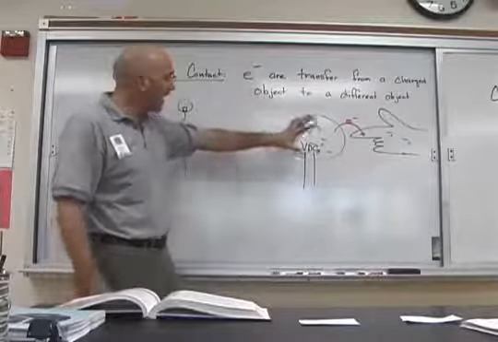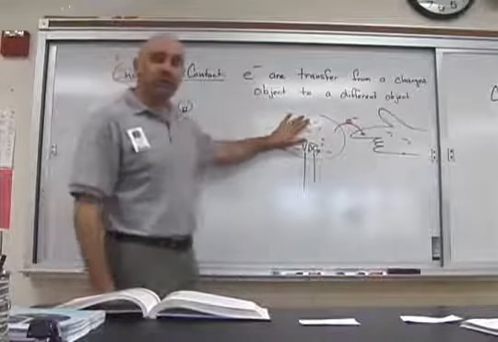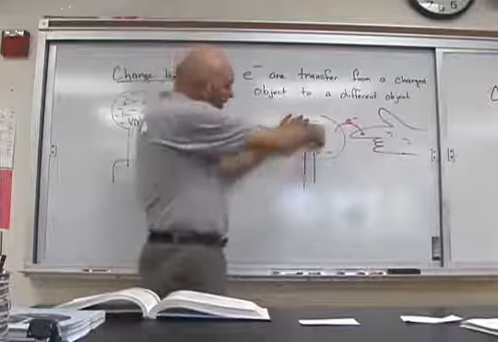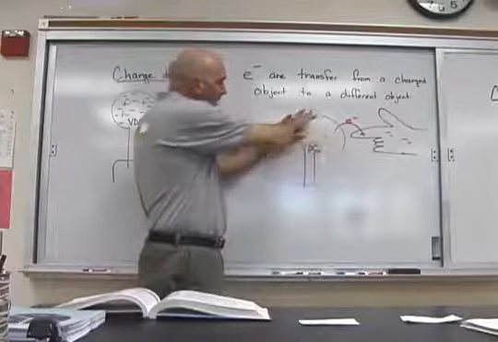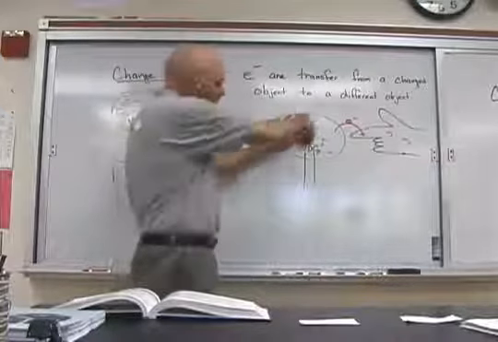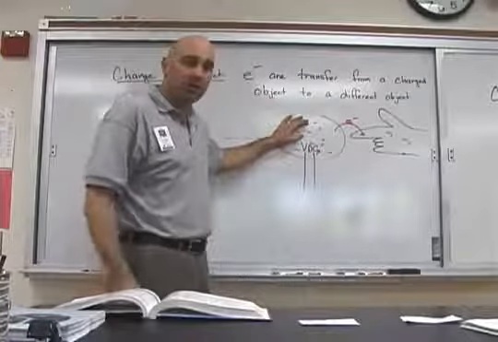Now, if I were to put my hand on the Van de Graaff generator, what can all of these electrons do? As opposed to being confined to the Van de Graaff generator, they can start traveling down my arm, and I become part of the globe of the Van de Graaff generator.